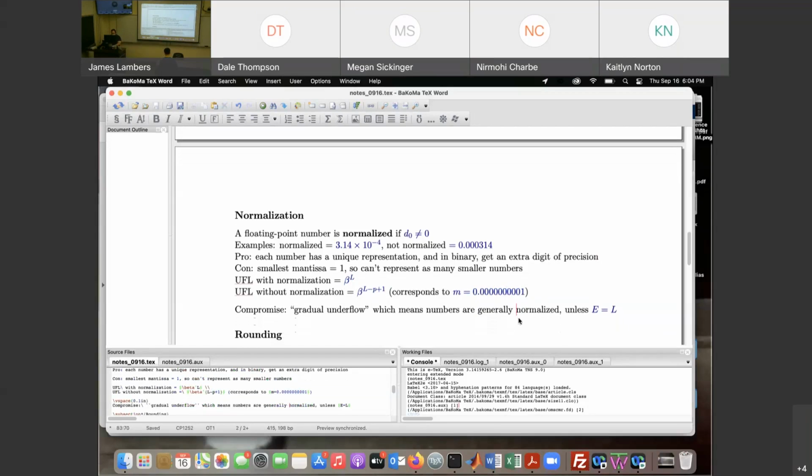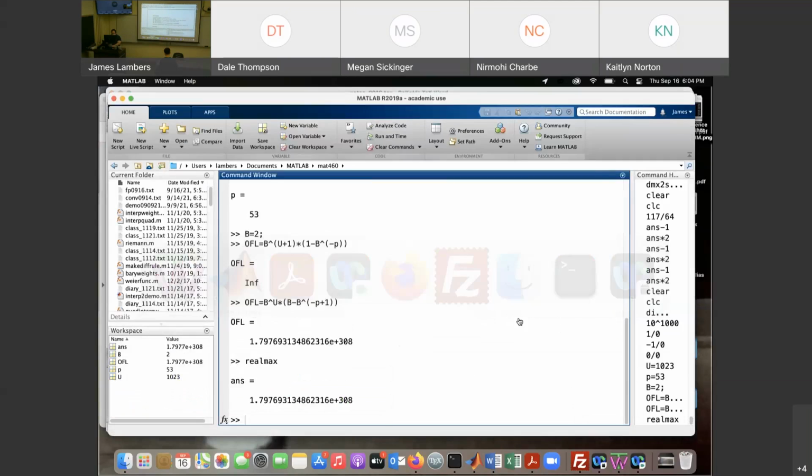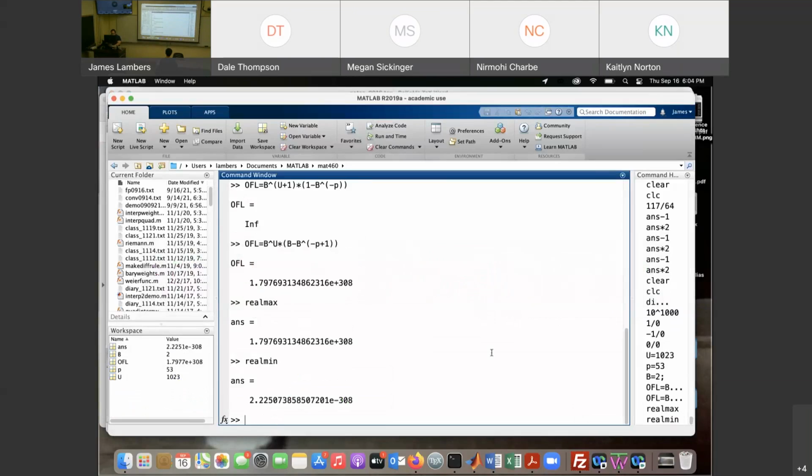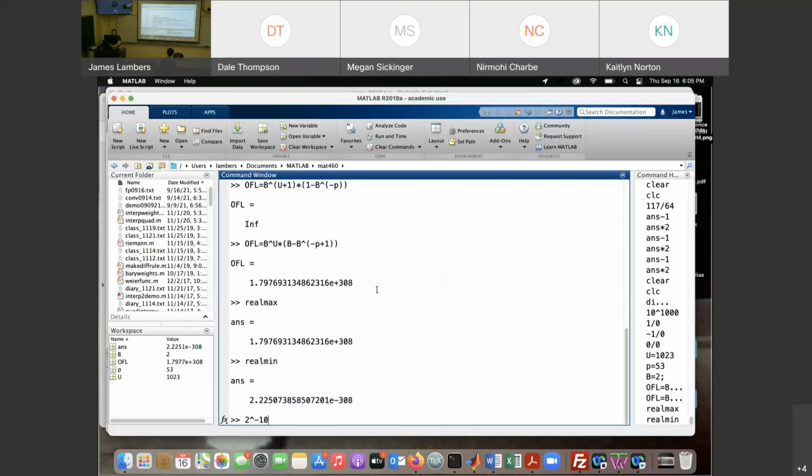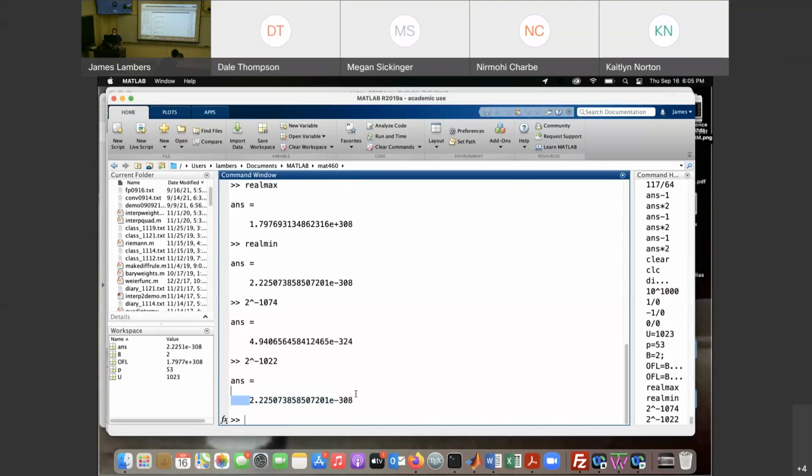So if I want to get to underflow level, I can use realmin, the MATLAB command, to get the value. Now, I could do this. So 2 to the minus, okay. So L is minus 1022, minus 3, minus 1074. Oh, that's interesting. Oh, smaller than realmin. Okay. The command realmin assumes normalization.